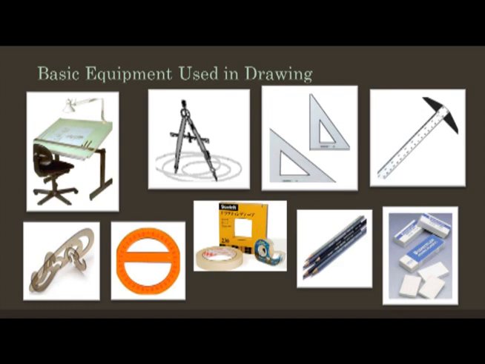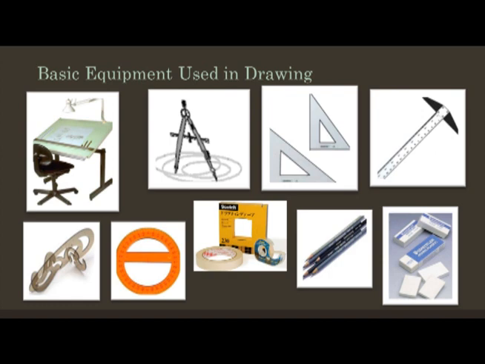Okay, so let's discuss what is a T-square. This is an illustration or a picture of a T-square. A T-square is a technical drawing instrument primarily used for drawing horizontal lines on a drafting table. It is also used to guide the triangle that is used to draw vertical lines.